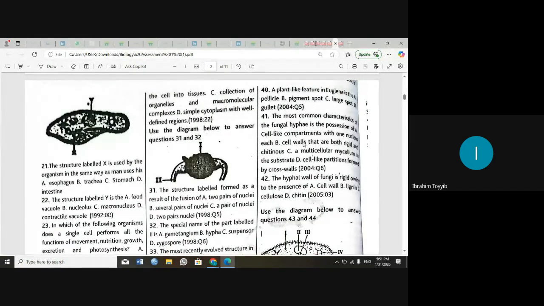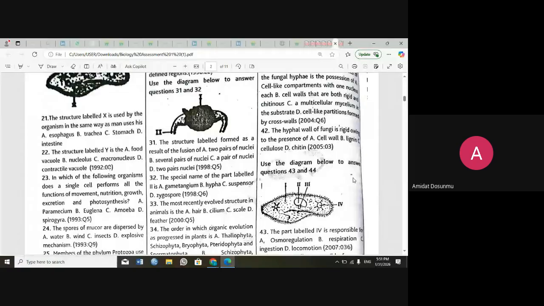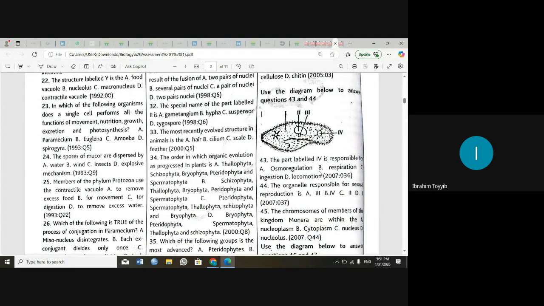They are not talking about a group of hyphae. A group of hyphae is called mycelium. But they are talking about what the fungi hyphae possess. It possesses a chitinous and rigid cell wall. The hyphal wall of fungi is rigid owing to the presence of what? You should all know: chitin. Chitin is also found in the arthropod body.